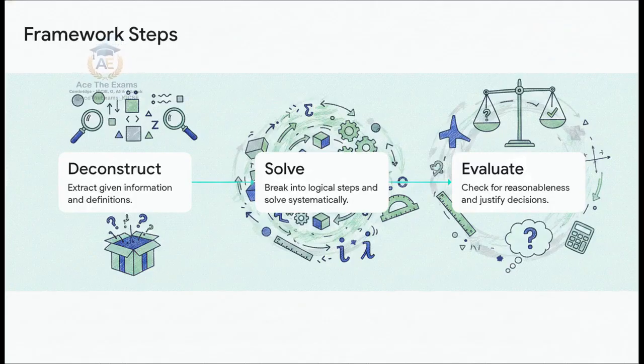Step 2. Solve systematically. This is our explanation in the PEEL framework. We break it into logical steps. We take that chaotic jumble of x and i terms and we systematically factor out the i. Step 3. Evaluate. This is where Sam always fails: checking reasonableness.